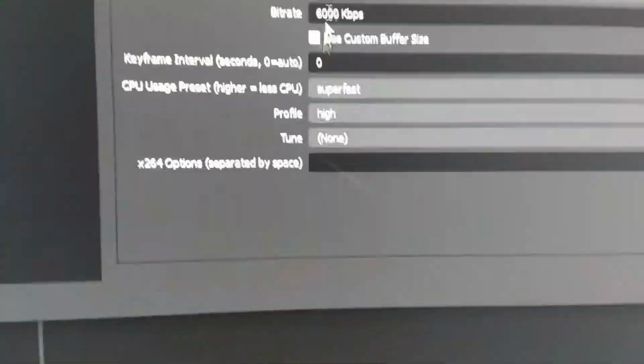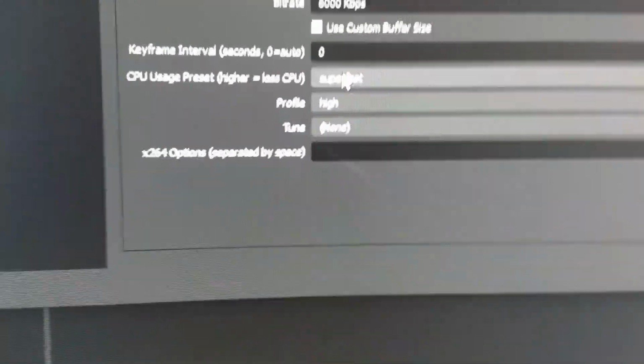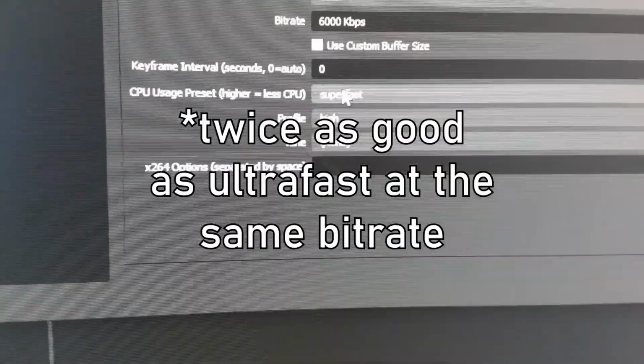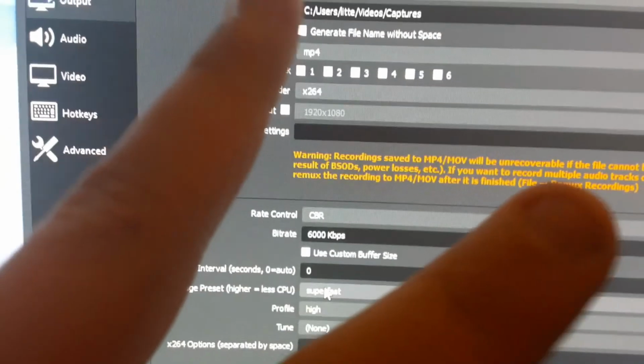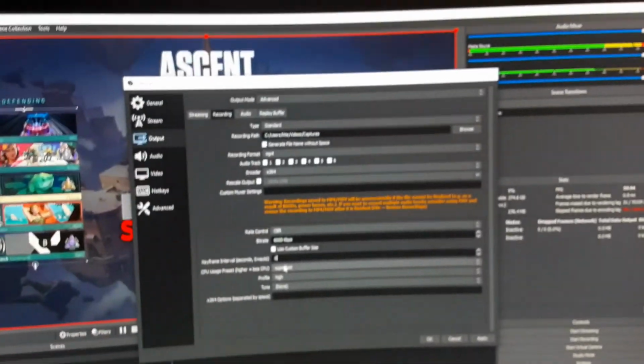There's not really a setting, or a measurement for it, but it will technically look twice as good, if that makes any sense. Because with super fast, each level down spends twice as long on the frame as the setting above it. So the slower it is, the more time it'll spend.